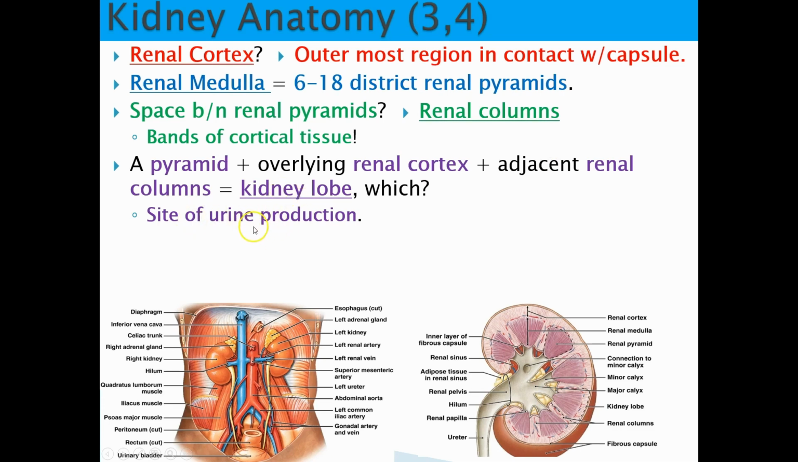And that's really where we say the site of urine production occurs. Usually what I ask for on the exam is, which of the following structures produces urine? Usually it's the nephron. The kidney would be an answer.